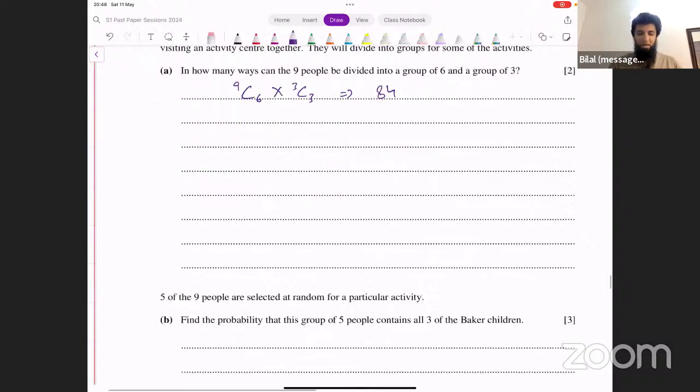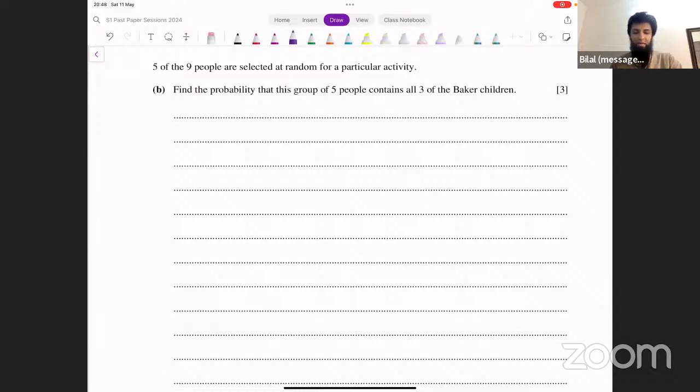Let's move on to the next one. Now it says 5 of the 9 people are selected at random for a particular activity. Find the probability that this group of 5 people contains all 3 of the Baker children. We're looking for probability. We're talking about people, they're all different. Remember, people are never identical. Even if they're twins, they're different. Even if they're identical twins, they are different people. Okay, don't consider them identical.